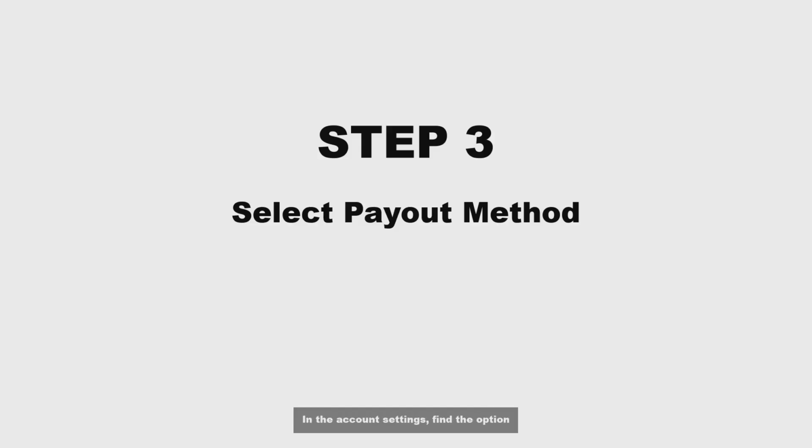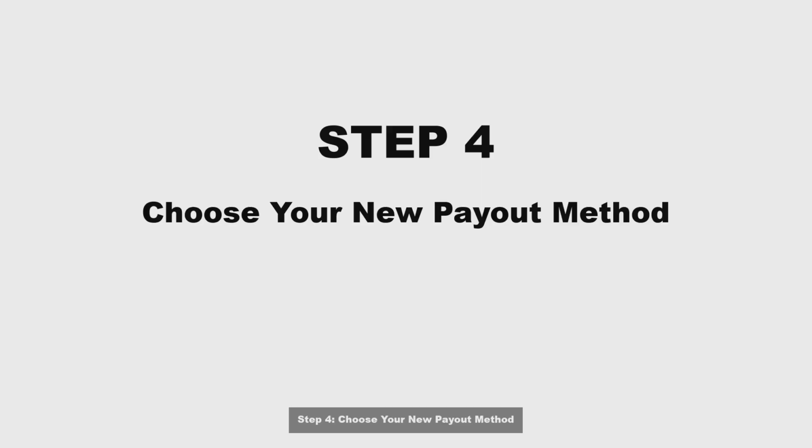Step 3. Select Payout Method. In Account Settings, find the option labeled Payout Method or Payment Preferences. Click on this option to view your current payout methods. Step 4. Choose your new payout method.